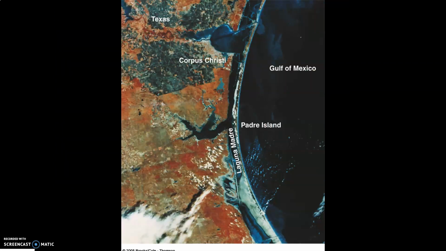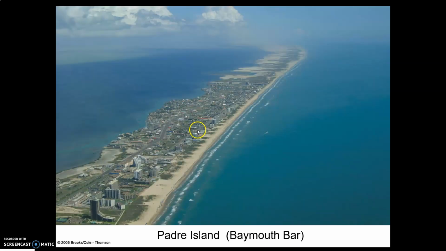So here's the Gulf of Mexico, Corpus Christi, Texas, and Padre Island. This is the famous island that everybody wants to go to, drink whiskey and beer and enjoy yourself during spring break. But this is essentially the Baymouth. You could say you're on a Baymouth bar along Texas. So this is the depositional feature that forms here.